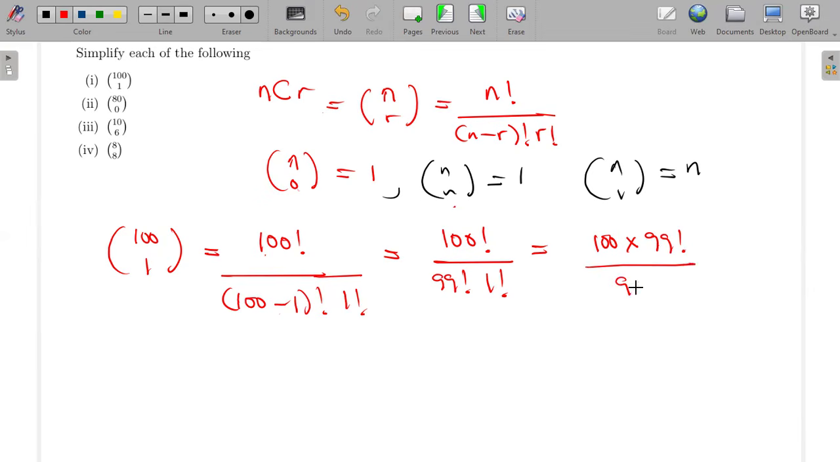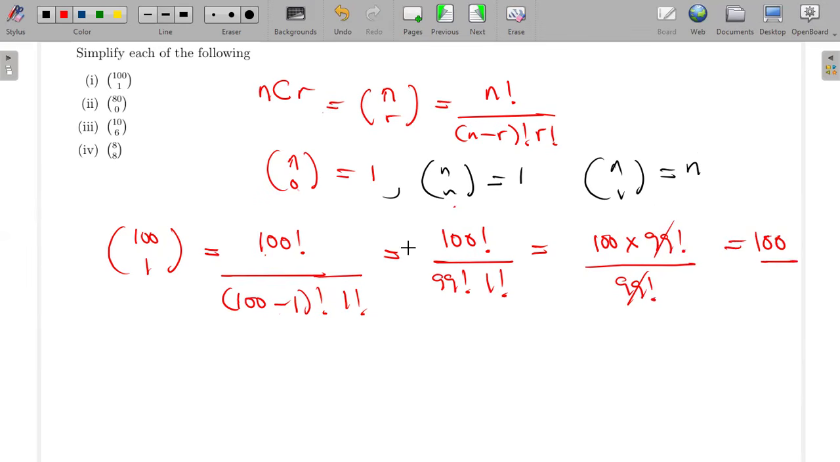And then you have 99 factorial. So 1 factorial is just 1. So you remain with 99 and 99, they divide, and then you have 100.